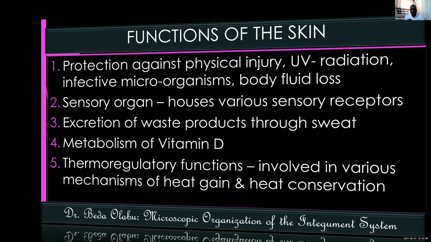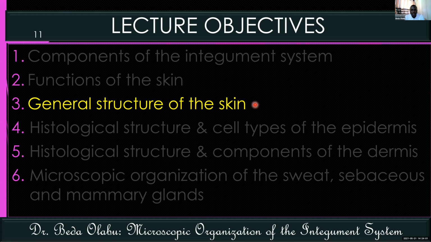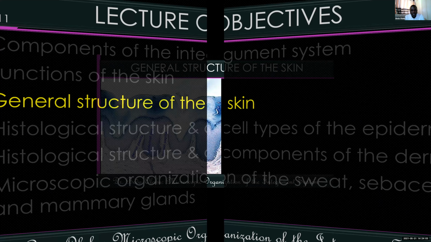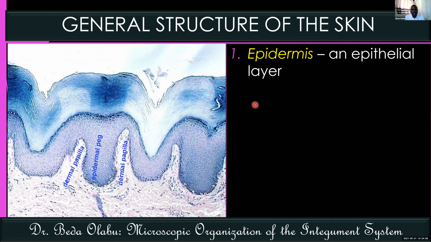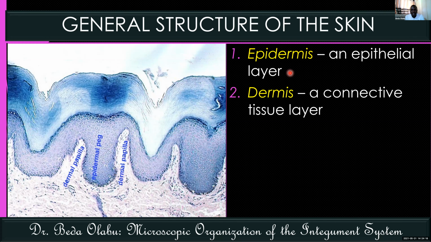So what's the general structure of skin? Skin can be described to have two layers. The upper layer is called the epidermis, and this layer consists of epithelial tissue. Then the lower layer is called the dermis, which is a connective tissue layer. Basically, those two layers are the layers of the skin, the epidermis being epithelial and the dermis being connective tissue.